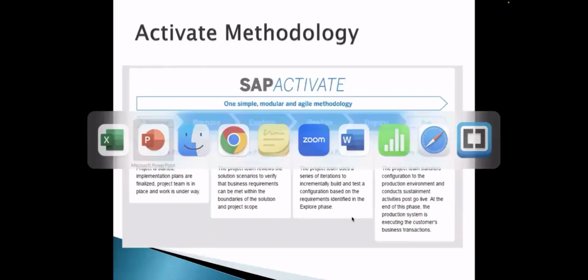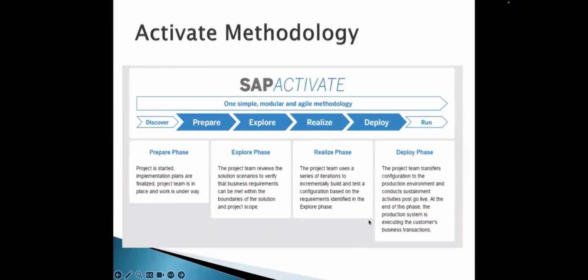Now, if you concentrate on these phases, prepare, explore, realize, deploy, whatever terminology we use, at the end of the day, first the project management discussions happen, then requirement gathering, configuration, testing, and getting the system ready. These are common to any technology. Even if you do a project in Oracle, Java, or .NET, these are the stages that we come across.